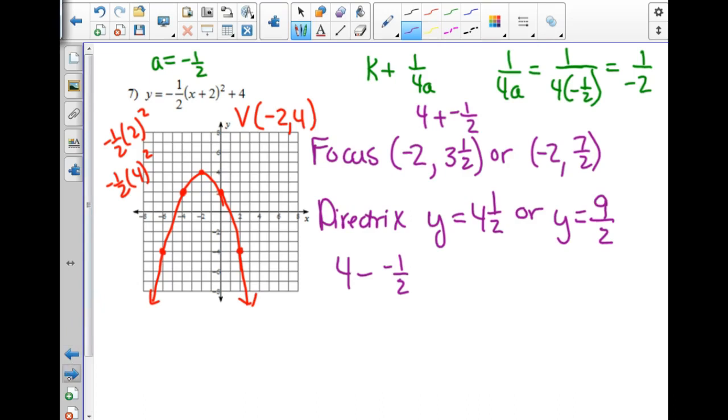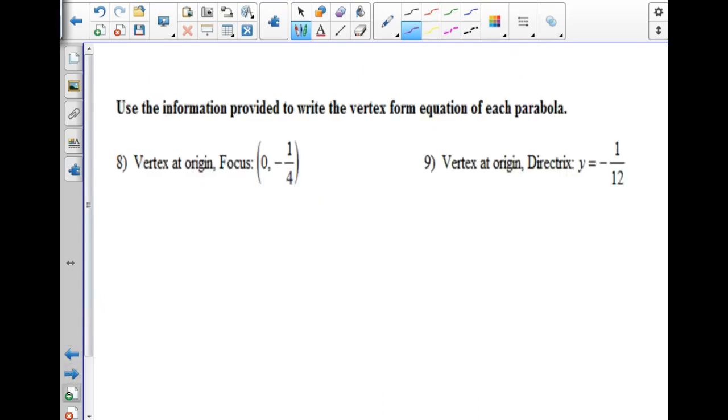Okay, let's try again. Well, this is different. Now they're giving us something, like the focus or the directrix, and we're going to go backwards. So they're telling us the vertex. If the vertex is at the origin, then it's at 0, 0, which makes h 0 and k 0. They gave us the focus as negative 1/4. Well, the focus comes from this part of it, k plus 1 over 4 times a. With me? K plus 1 over 4a turns out that it equals negative 1/4.